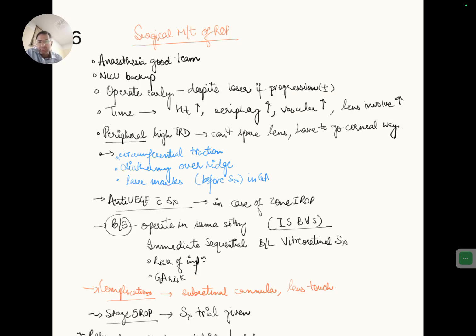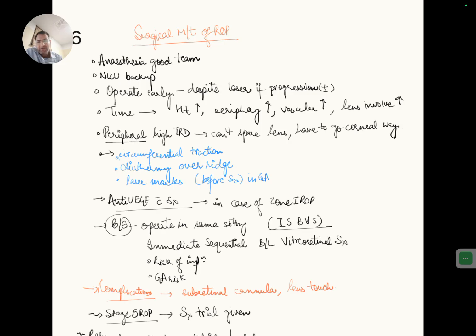And what else we should be noting? First, during ROP surgery, we have to remove all the circumferential traction. Then we have to use diathermy over the ridge, and it's better to do laser marks before attempting surgery. When the baby is under GA, we can do a peripheral laser wherever we can, then start the surgery rather than doing the surgery and then doing the laser. So these three things help.